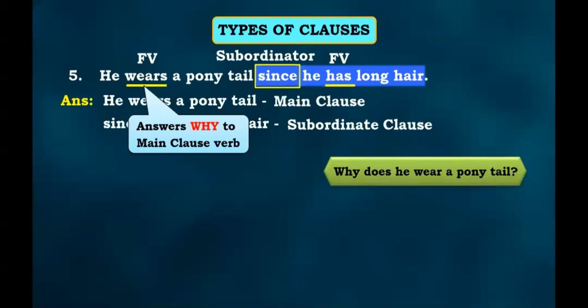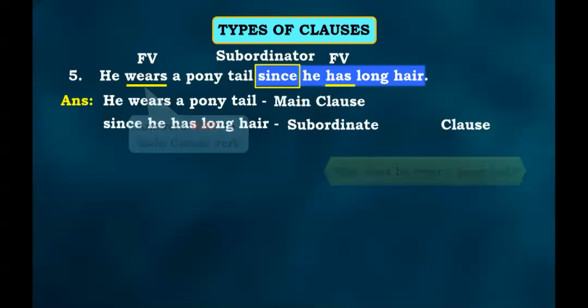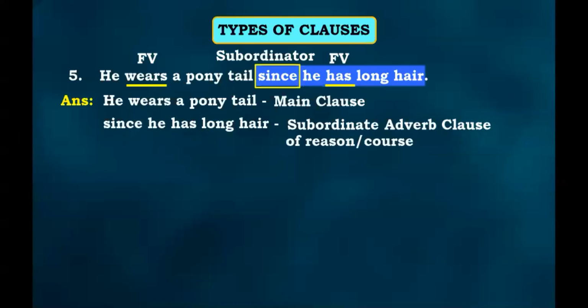Come on, everyone. Subordinate adverb clause of... is it manner? We have asked the question why. It's reason. Very good, everyone. It's reason. क्यों उसने पोनीटेल बांधी? क्योंकि उसके बाल लंबे हैं. ठीक है? तो ये रीजन दिया ना. ऐसा क्यों हुआ? Very clear with this? All right.